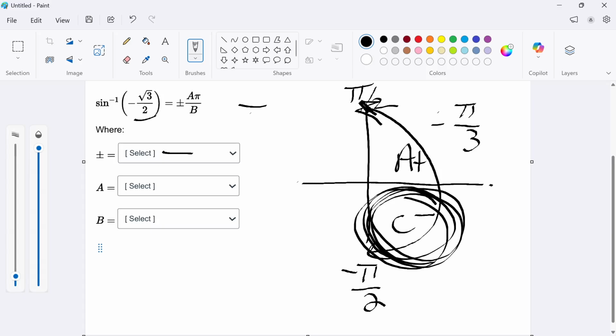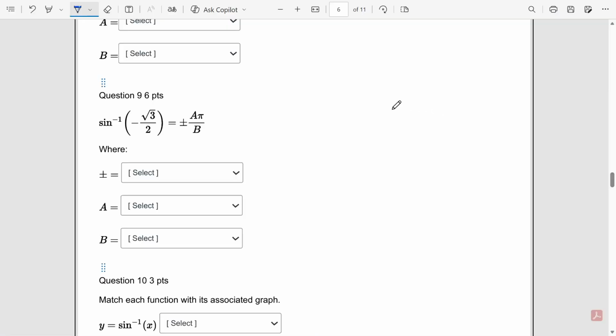And so this would be negative, and then it says a pi, so 1 pi over 3. Some people would calculate this as 5 pi over 3, since 2 pi is 6 pi over 3. But I don't think in this selection you can put 5 pi over 3, and even if you can, that would be wrong. It would be negative pi over 3.